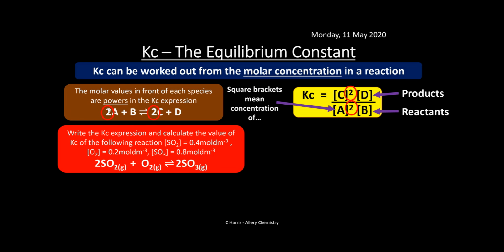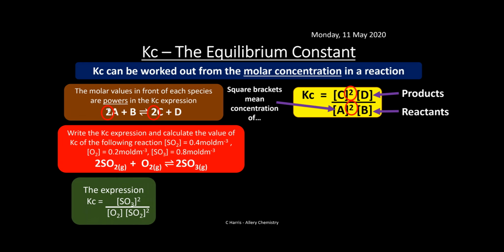So we're going to write the Kc expression and calculate the value of Kc for the following reaction. We've got the concentration of SO2 being 0.4 moles per dm cubed, the concentration of O2 being 0.2 moles per dm cubed, and the concentration of SO3 being 0.8 moles per dm cubed. And you can see we've got our reaction written down at the bottom there.